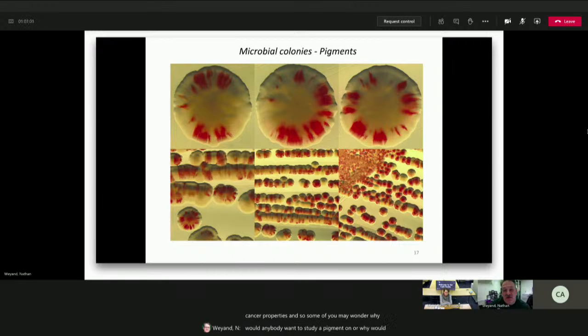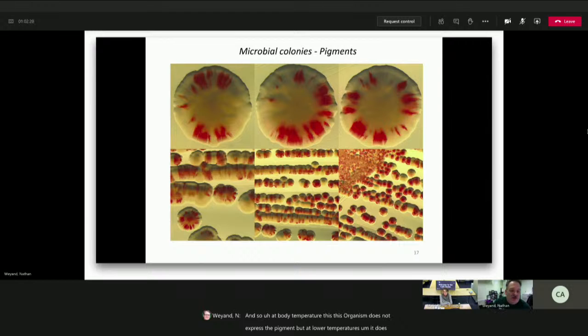And so some of you may wonder, well, why would anybody want to study a pigment, or why would anybody want to study bacteria? We often find interesting things when we study bacteria that have other applications in the health sciences. At body temperature, this organism does not express the pigment, but at lower temperatures, it does.